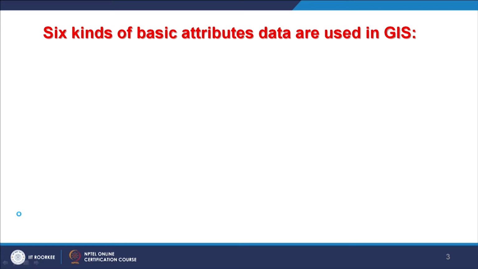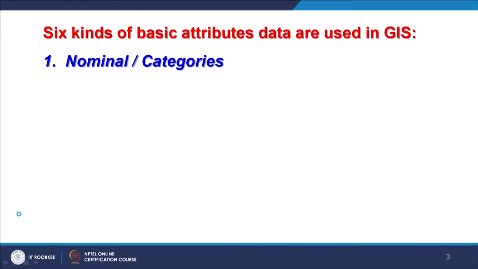So far in GIS, 6 types of attributes have been implemented, and the concepts of these attributes are available. The first one is nominal or categories. Nominal is something like a proper noun in English literature, and we will see details on this. Let us first go one by one through the 6 kinds of basic attribute data. First one is nominal. Sometimes in literature you will find the word categories instead of nominal, like in ArcGIS, where the word categories is used.